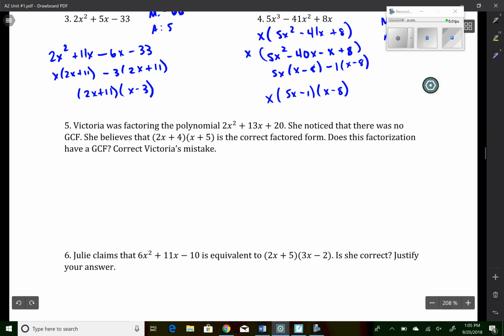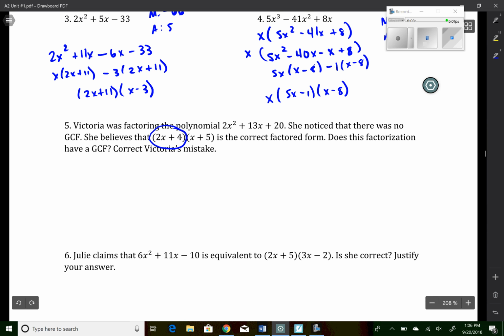Next question says, Victoria is factoring this polynomial. Notice that there's no GCF. She believes that this is the factored form. Is this correct? No, because if it was correct, that wouldn't have a GCF. All right, so Victoria is wrong here. If we multiplied it out, we could even see that the middle term adds up to 14 if you did it that way. So how can we fix this?